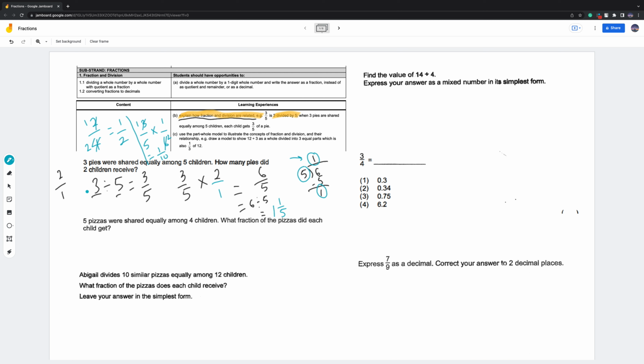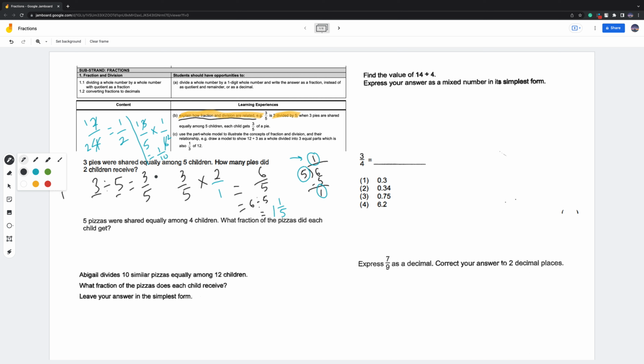So let's take a look at the next question, a similar question. 5 pizzas were shared equally among 4 children. What fraction of the pizzas did each child get? Now, a common mistake that most students make is, especially if, let's say, the question is like the first question, where the number of pies here is smaller than the number of children, they usually will take 5 divided by 3. I've seen this a lot.